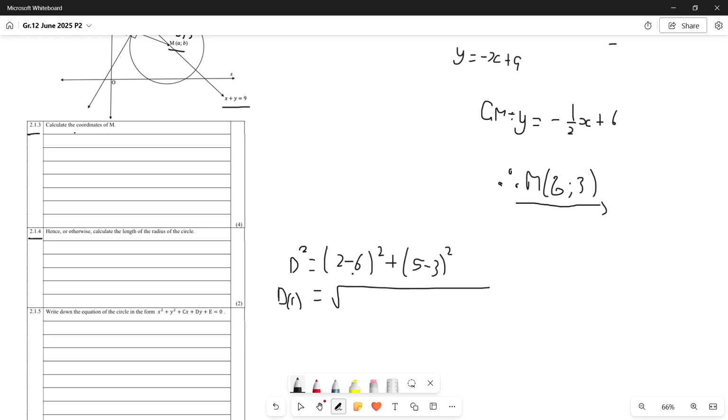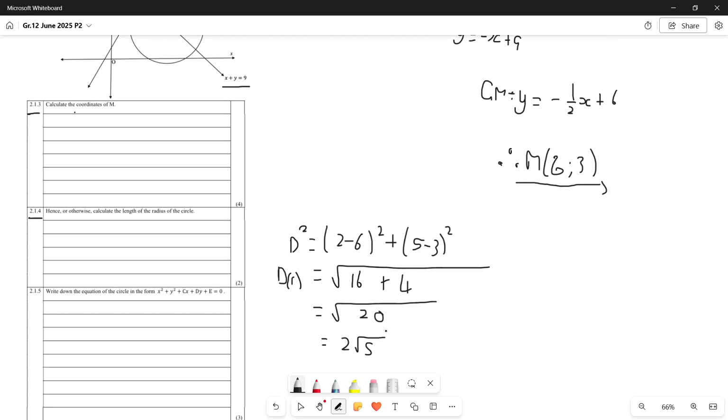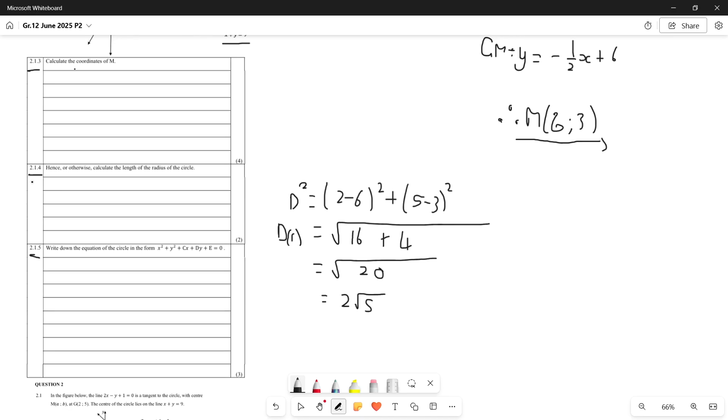2 minus 6 is -4. -4 squared is 16. And then this guy here, 5 minus 3 is 2, and 2 squared is 4, which means we have the square root of 20 over here, which is the same as 2 surd 5, and we can leave our answer there, or we can simplify it to 2 decimal places. Either way is good. This question was leading very nicely into this next one.